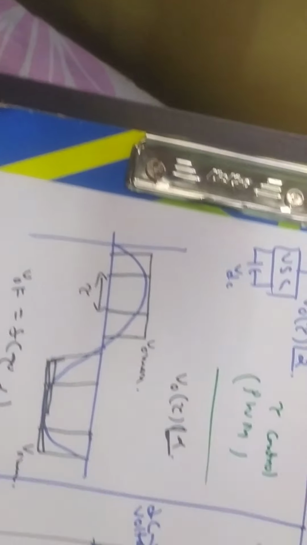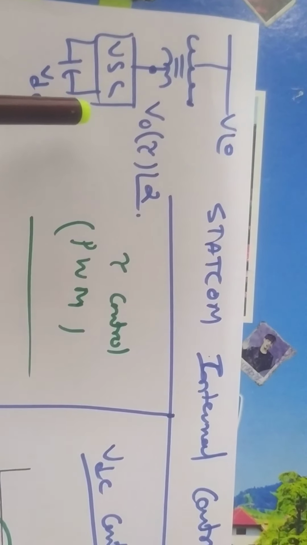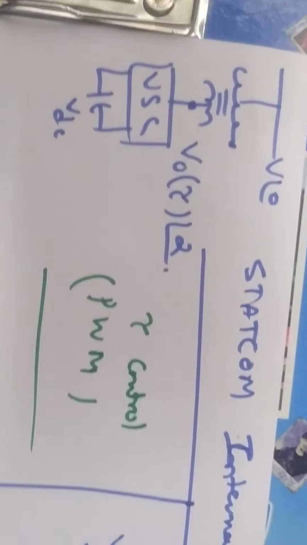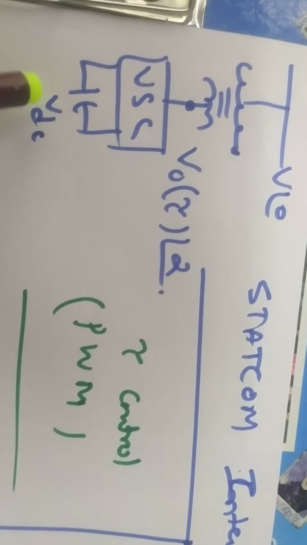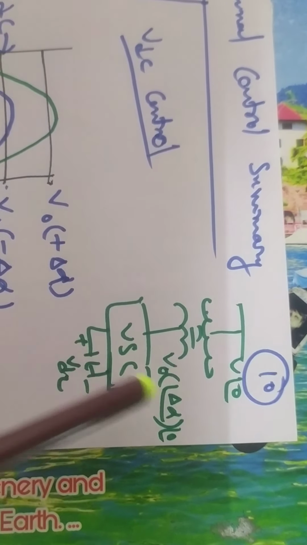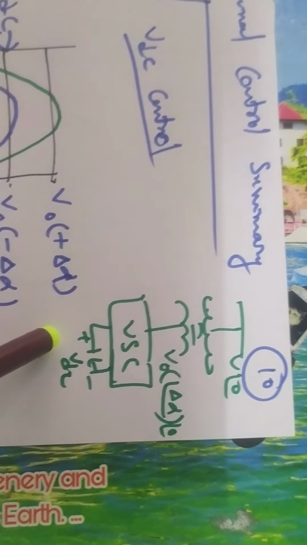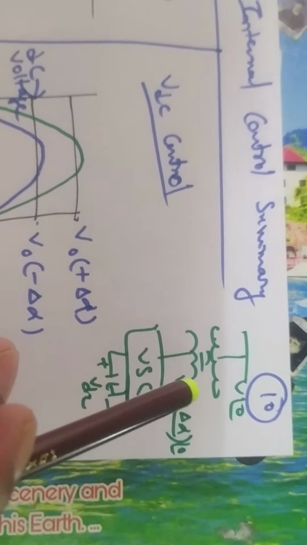So lastly, we will compare both the control methods. STATCOM internal control summary. So here, this is the tau control, this is the delta alpha control. In tau control, we will provide the PWM control, pulse width modulation, in which VDC is kept constant. And here, we will control the VDC so that delta alpha will be the control mechanism to control the VDC. So therefore, you can provide the variation in the V naught and hence reactive power control.